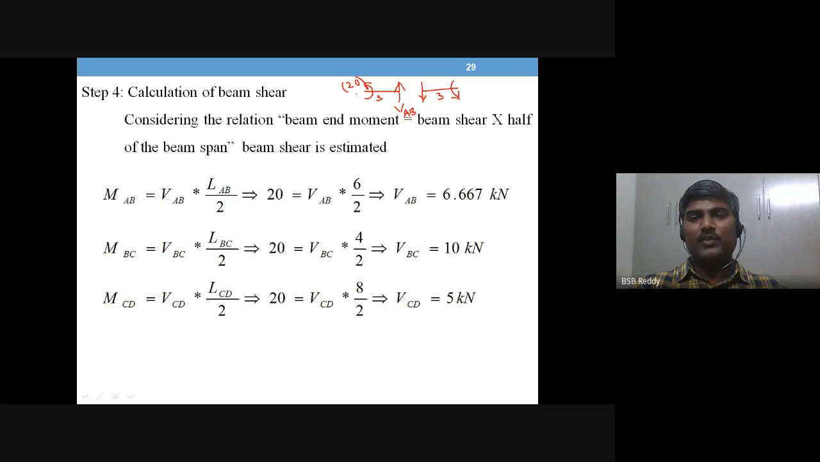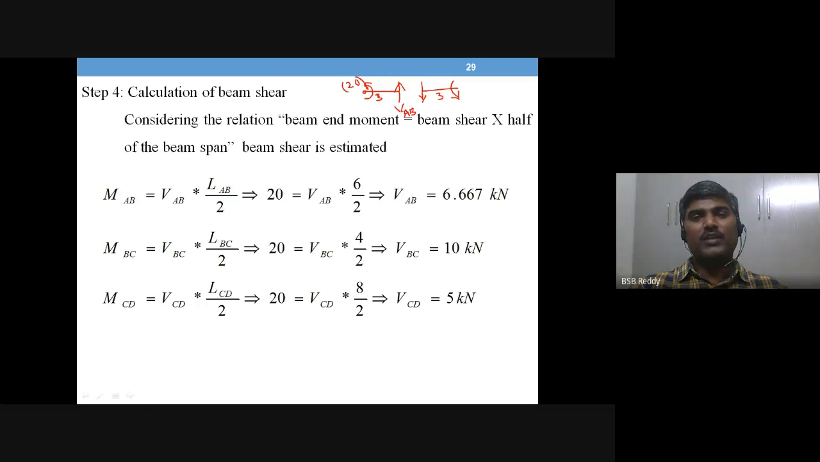The bending moment is 20, so VAB into 3 is equal to 20. Force into distance is moment. You know the moment value and the span value, and you don't know the V value. It's simple: force multiplied by this distance is equal to the bending moment. So V into 3 is equal to 20.